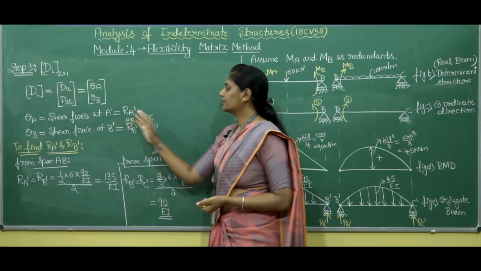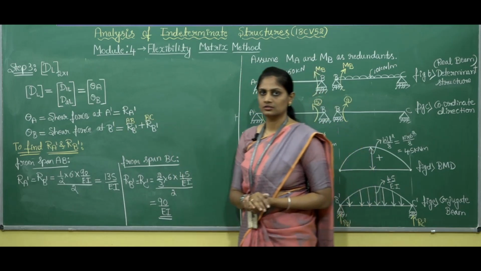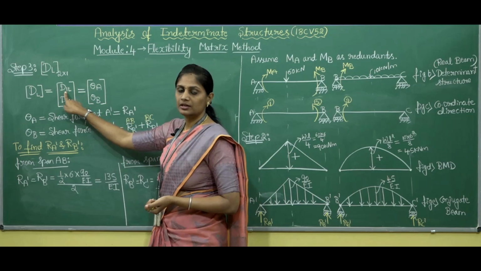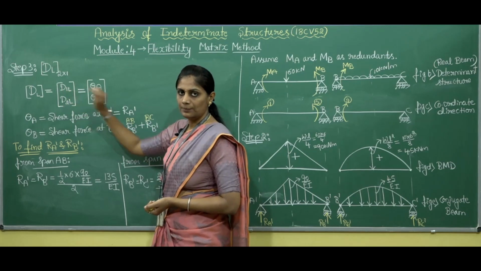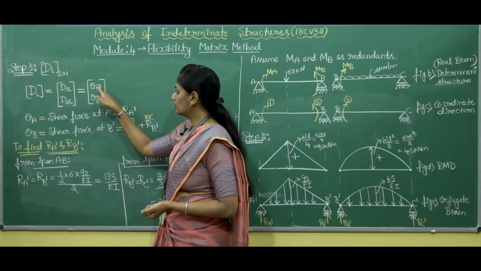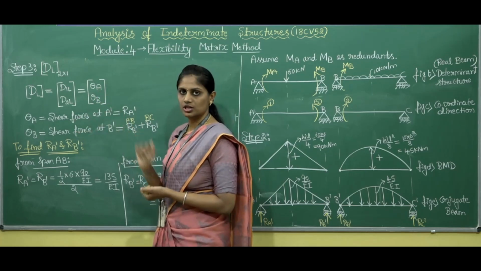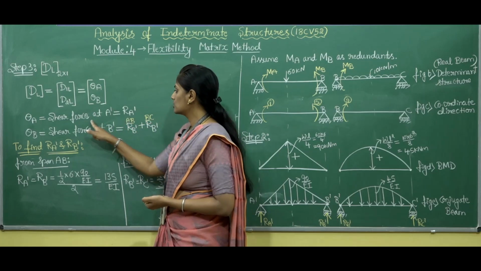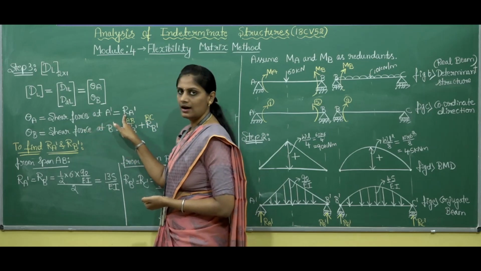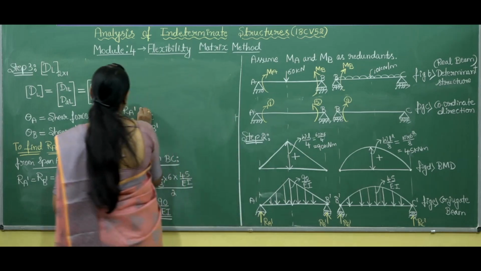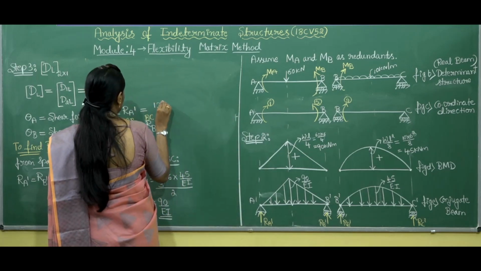So now we have already formulated the relation. So we want theta A. Theta A is nothing but displacement at coordinate number 1 due to the applied load. So since we want theta A in real beam, we should find the shear force in conjugate beam. Therefore, shear force at A dash will be RA dash, and we have got the value of RA dash as 135 by EI.